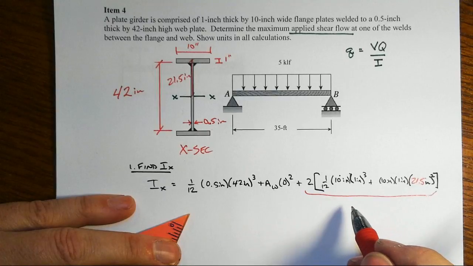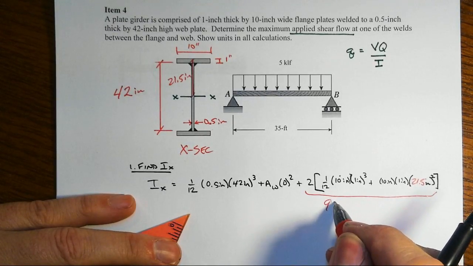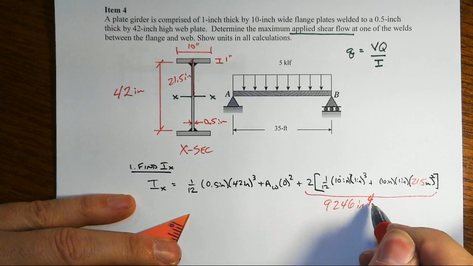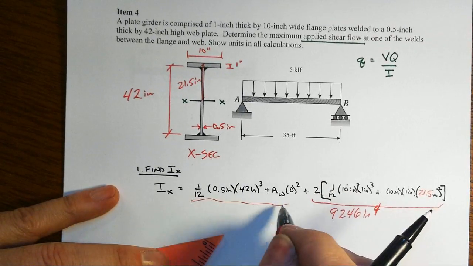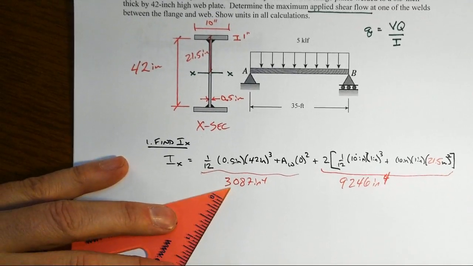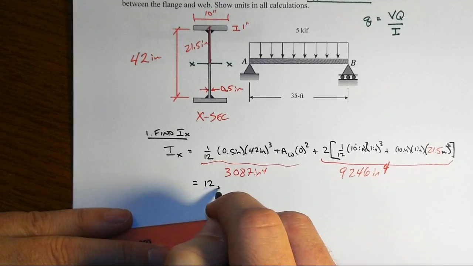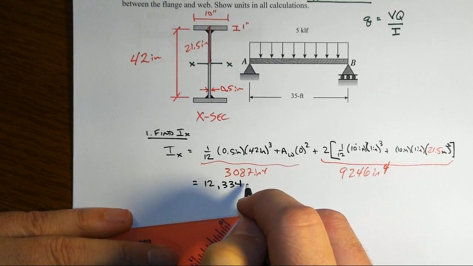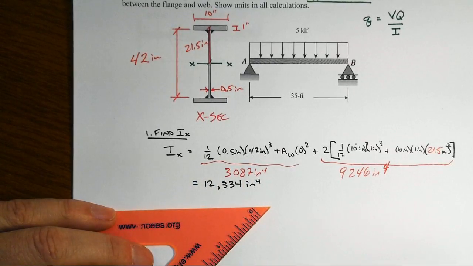this portion down here to the right, just for the flange plates, both of them taken together will be 92.46 inches to the fourth. And then the first part will be 3,087 inches to the fourth. Right, for a total then of 12,333.6, but rounded up to 12,334 inches to the fourth.